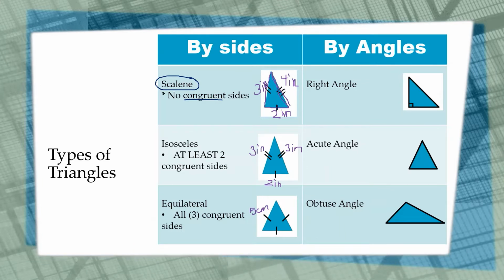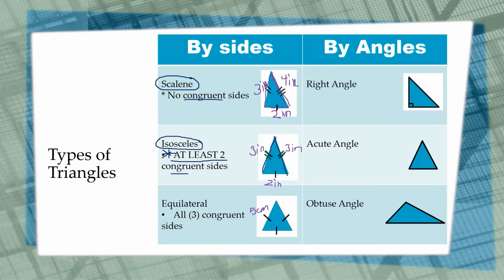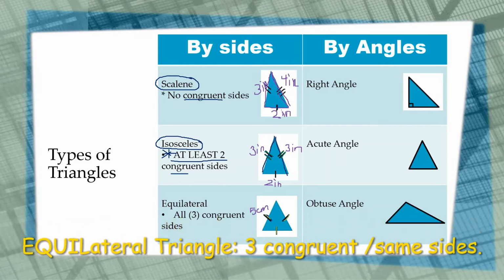Now I'm going to look at my second triangle. My second triangle has 2 sides that are the same length. And now we look at our third triangle. Notice on all of the sides the exact number of ticks on each of those lines. That tells us that these 3 sides right here are exact same lengths.